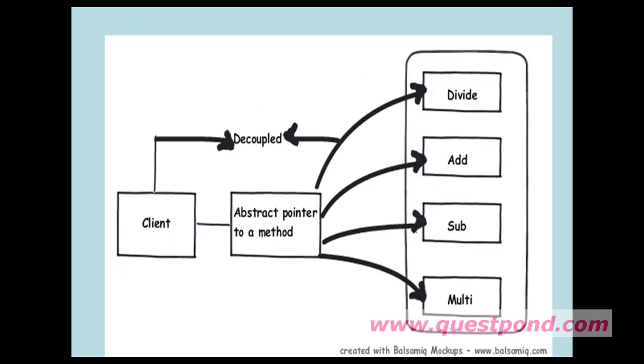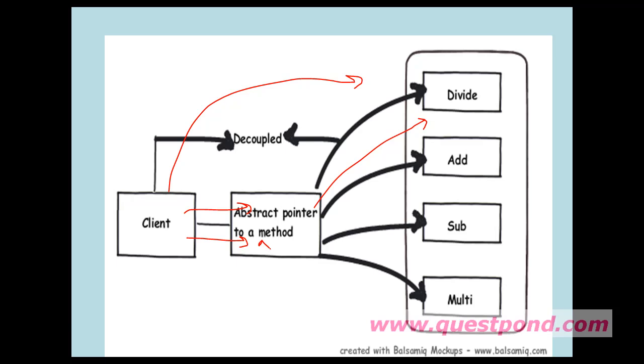If somehow my client points towards an abstract pointer, and this abstract pointer then points towards the functions, then I will be able to achieve decoupling. So in other words, rather than directly calling these methods like objmaths.divide or objmaths.add, the client just references this abstract pointer, and this abstract pointer internally calls the divide, add, subtract or multiplication functions.